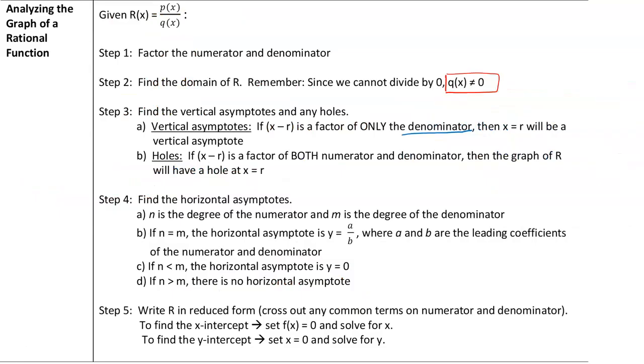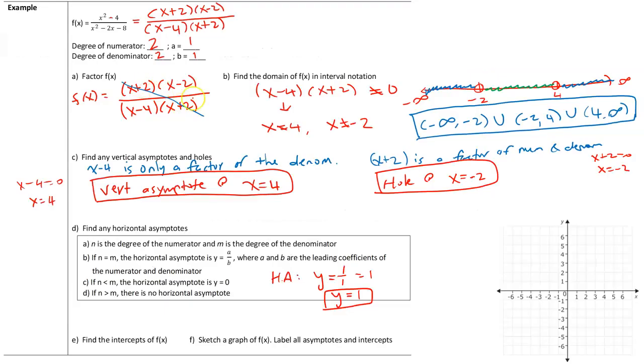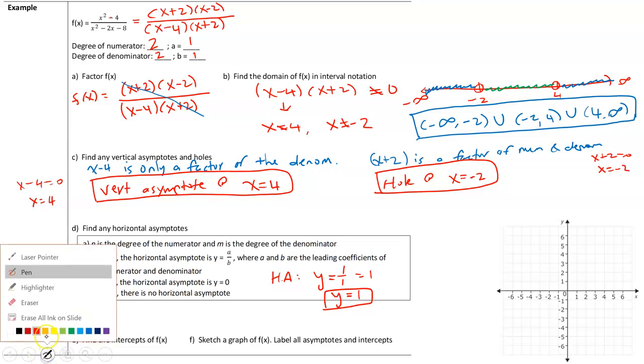The next one says, in order to find the x-intercept and y-intercept, first write r in reduced form, which means cross out any common terms on the numerator and denominator. On the numerator and denominator, we have a common term of x plus 2, which is where there's a hole. So that is our common term, which I've crossed out. Now, once I cross it out, I'm going to write the simplified form right up here.